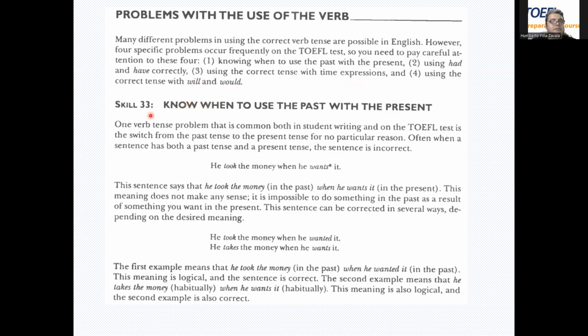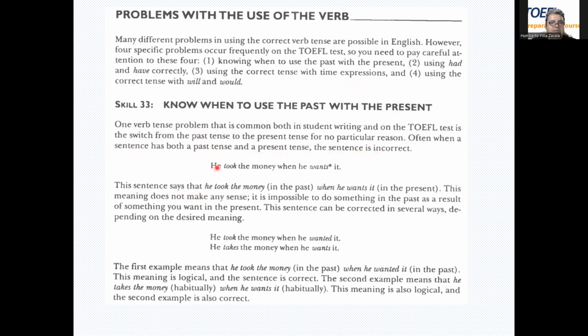So, skill 33 says: know when to use the past with the present. There's one verb tense problem that is common both in student writing and on the TOEFL test: the switch from the past tense to the present tense for no particular reason. Often when a sentence has both the past tense and the present tense, the sentence is incorrect.